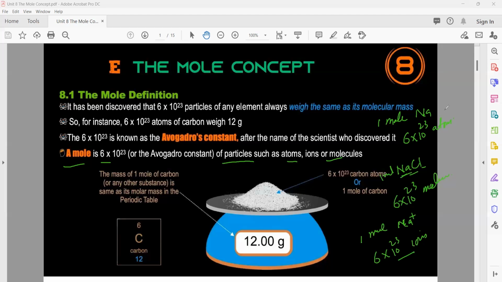So they can be atoms, they can be molecules. It depends on the substance. If it is an element, you use the word atoms. If it is a compound, you use the word molecules. Or if it is in an ionic form, you can say ions. So, for example, if they will take 1 mole of carbon, its mass is 12 grams. So this is the concept of the mole.